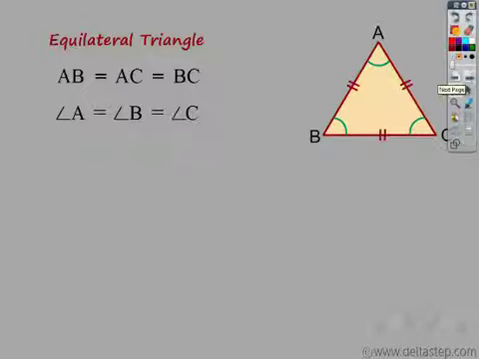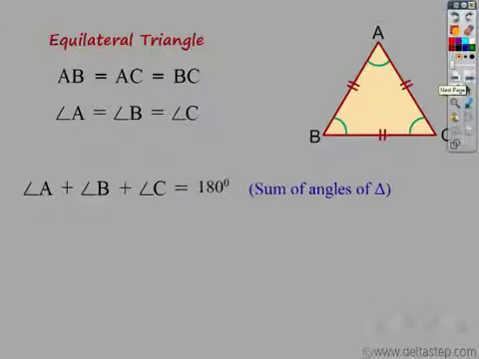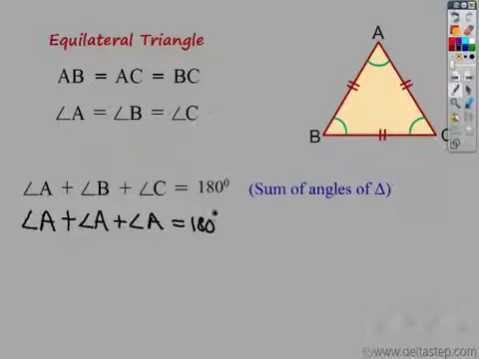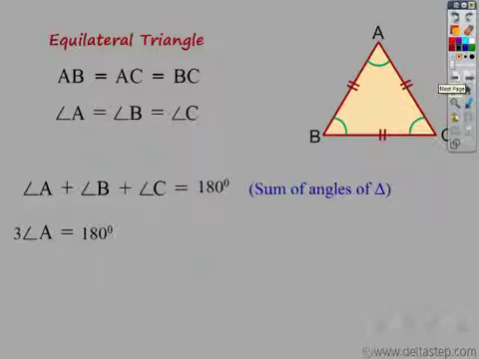Now angle A is equal to B is equal to C, we know that. But now let's try to find the measure of each. We know that A plus B plus C is 180 degrees. Sum of angles in a triangle is 180 degrees. Now I can write, instead of B, angle A, since B is equal to angle A. C is also equal to angle A, so I can write angle A again. So I know that angle A plus angle A plus angle A is 180 degrees. That is, 3 times angle A is 180 degrees.